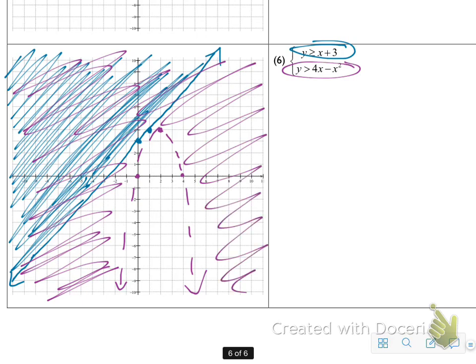And then the solution happens to be y is greater than or equal to x plus 3 because everything above that line is double shaded. So there you go. There are your notes.